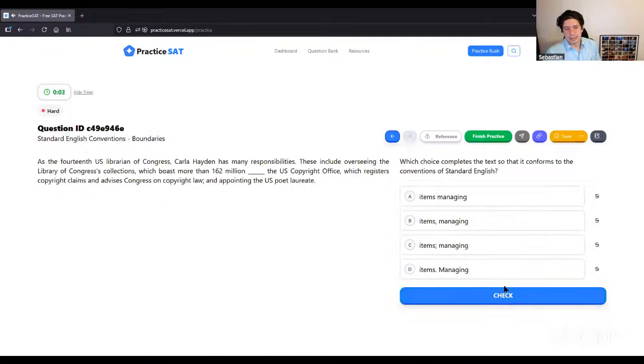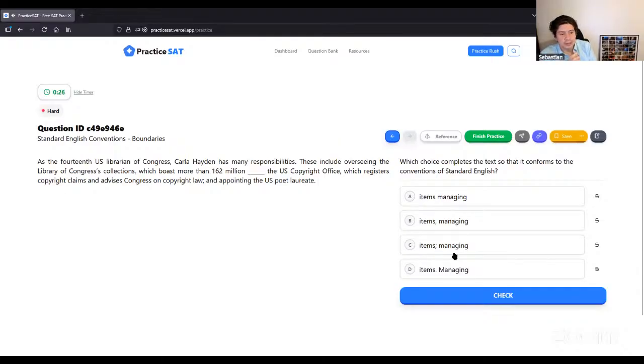Which choice completes the text so it conforms to the standard conventions? We have "items, managing." So this is all about boundaries. You can tell it's just changing the punctuation. We have nothing, comma, semicolon, period. So let's check it out. Honestly, given that there's a semicolon and a period, they're probably neither one, because they should both work or they both don't work. So let's see.